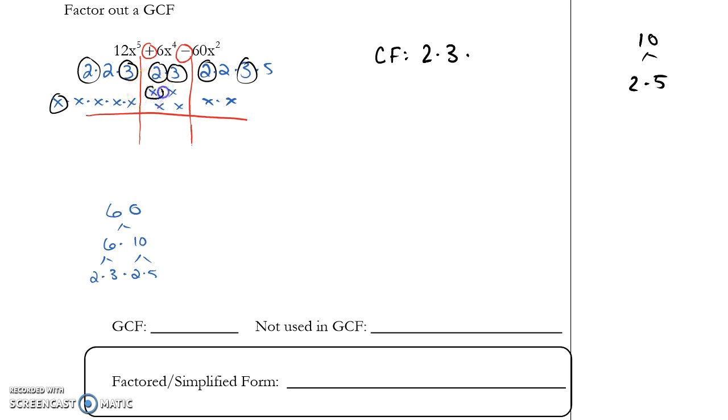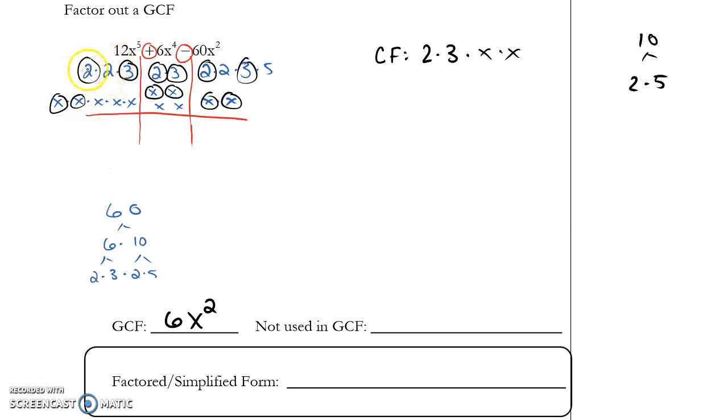I also have an x in each of them, a second x in each of them. So I can bring 2 x's. These give me my greatest common factor. 2 times 3 is 6. X times x is x squared. So that's what we had just done on the first page. But now what we also have to focus on is what's left over.